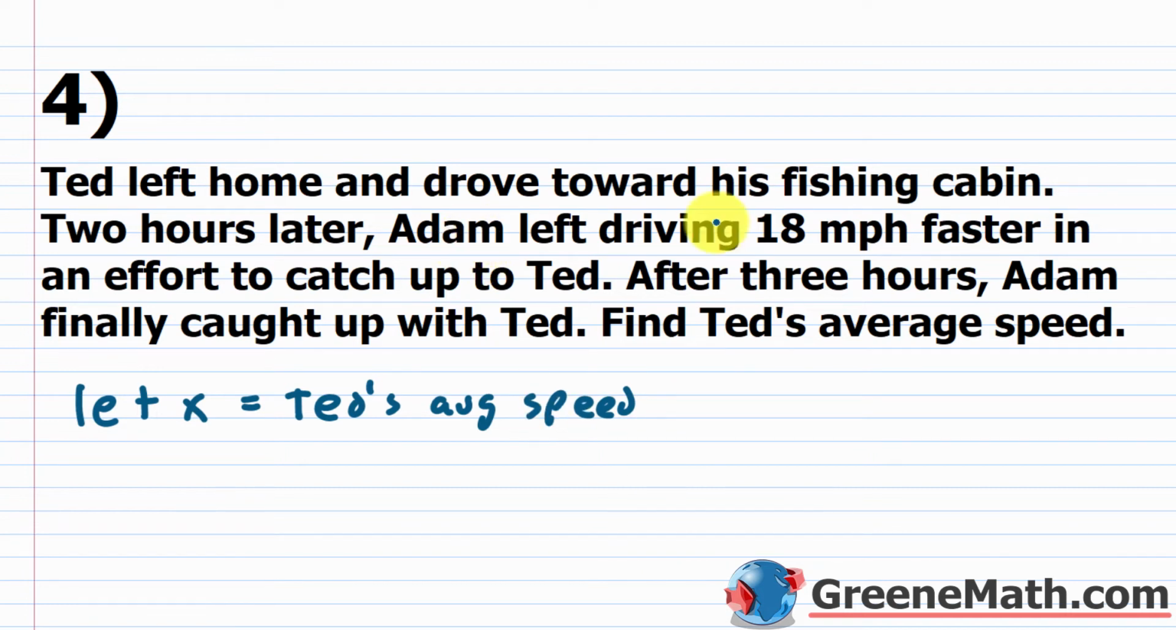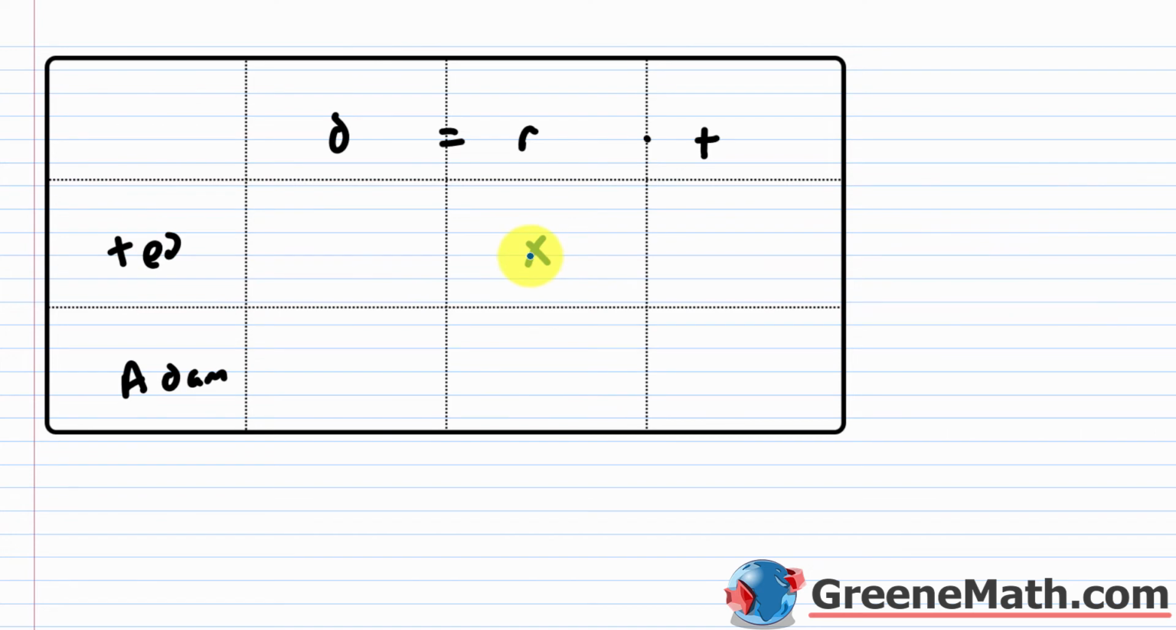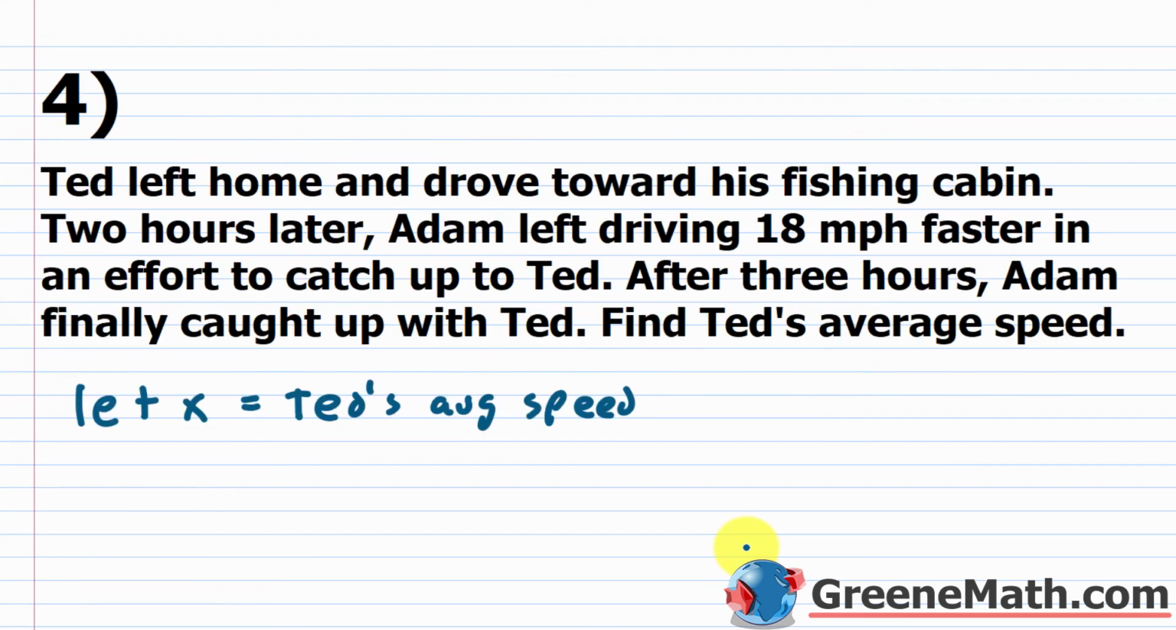And so we can use that in our table. We know that Adam is going to drive 18 miles per hour faster than him. So for Ted, it's X, and for Adam, it's X plus 18, because again, he's going at 18 miles per hour faster than Ted.